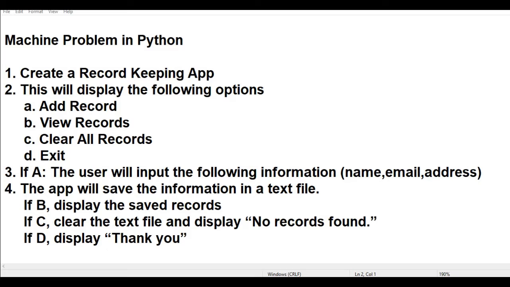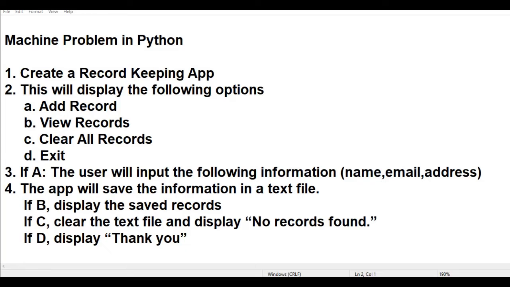So let's get started. We have here a machine problem in Python. Step number one, create a record keeping app. Step number two, this will display the following options. Letter A, add record. Letter B, view records. Letter C, clear all records. Letter D, exit or quit program.